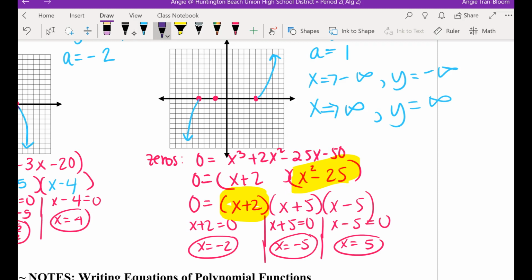Next, at x plus 5, what degree does that one have? Also 1. Crosses or bounces? How about the last one? x minus 5. What degree does that one have? Also 1. So they should all be what? Crossing. So that one's crossing, this one's crossing, and that one's crossing. Okay, I'll take questions.